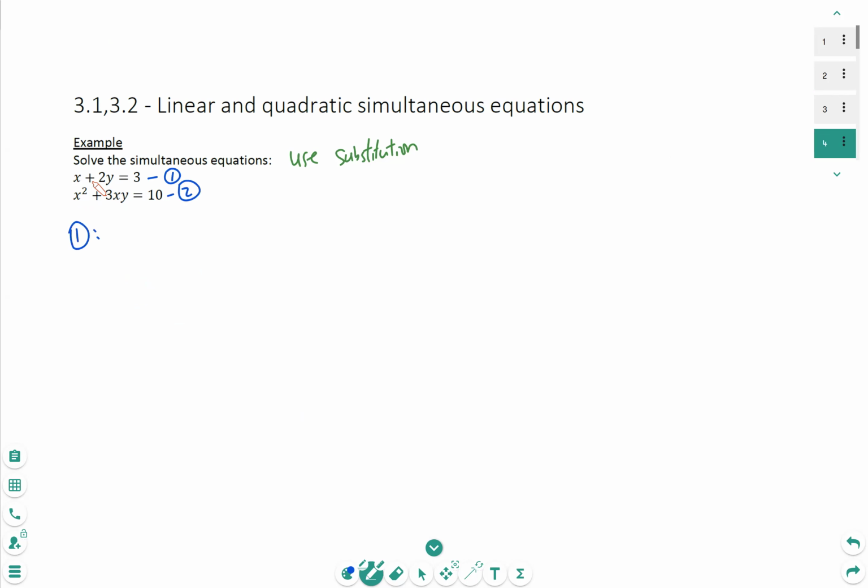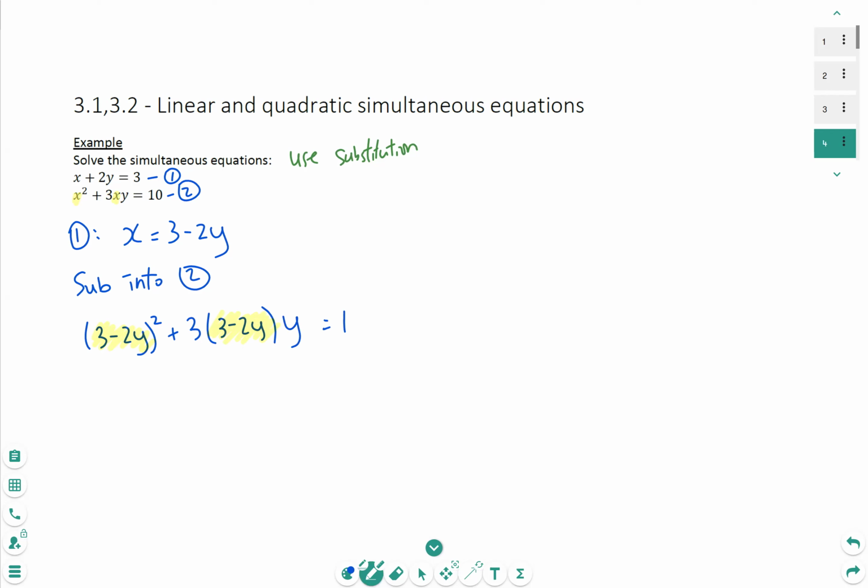Now from equation 1, I'm going to make x the subject, because if I want to do substitution, I first need to make one variable the subject. So x equals 3 minus 2y. Then I'm going to sub this into equation 2. So x squared becomes (3 minus 2y) squared plus 3x. Oops, x. Now when I say x, I need to do substitution. X is 3 minus 2y. That's my substitution. Times y. 3xy equals 10. Be careful. A lot of students make the silly mistake of forgetting to copy the y in. Hopefully that's not you. Then the first bracket, we can expand the double bracket.